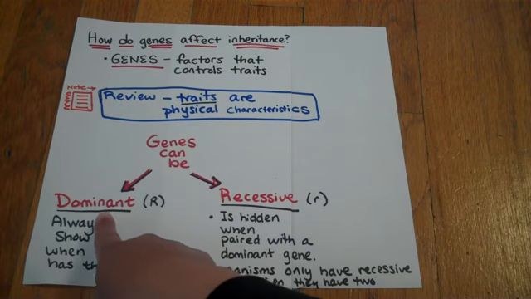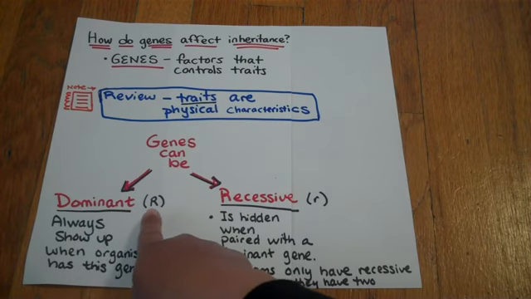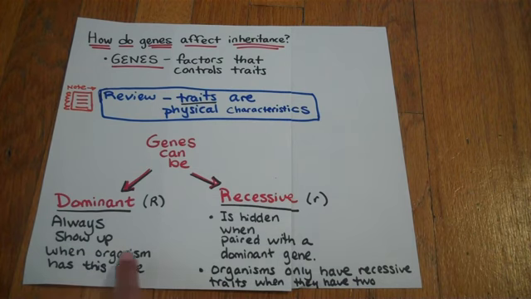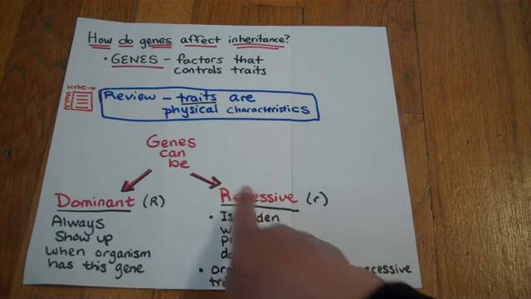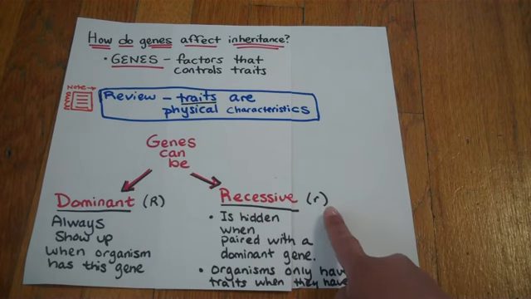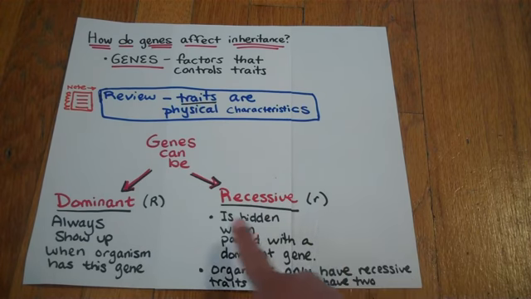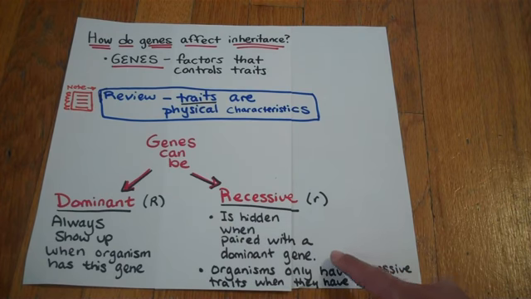Genes can either be dominant, with a capital letter, that's how we represent it, and they always show up when the organism has this gene. Or genes can be recessive, and we represent that with a lowercase letter. Recessive genes are hidden when paired with a dominant gene. Organisms only have recessive traits when they have two recessive genes.